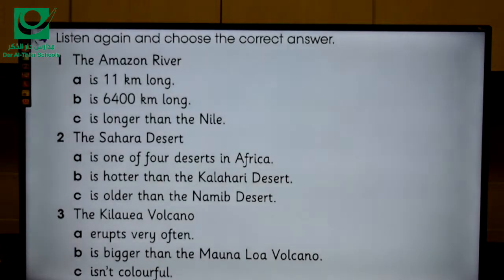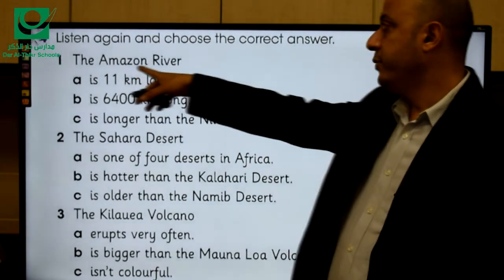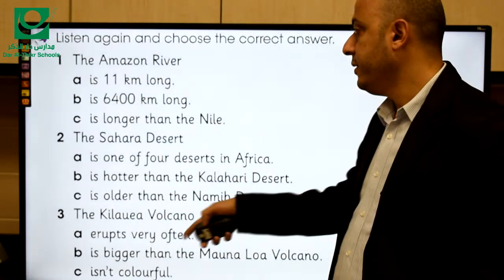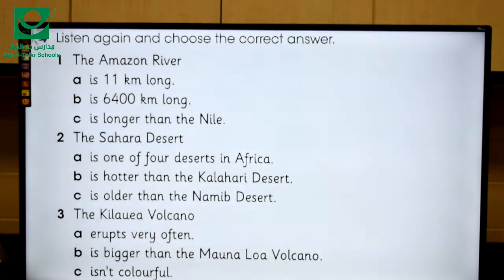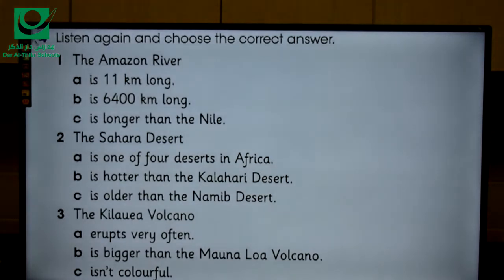So we are going now to listen and choose the correct answer concerning number 1, the Amazon River, number 2, the Sahara Desert, number 3, this volcano. Let's listen and choose the right answer. Listen with me. Track 11.